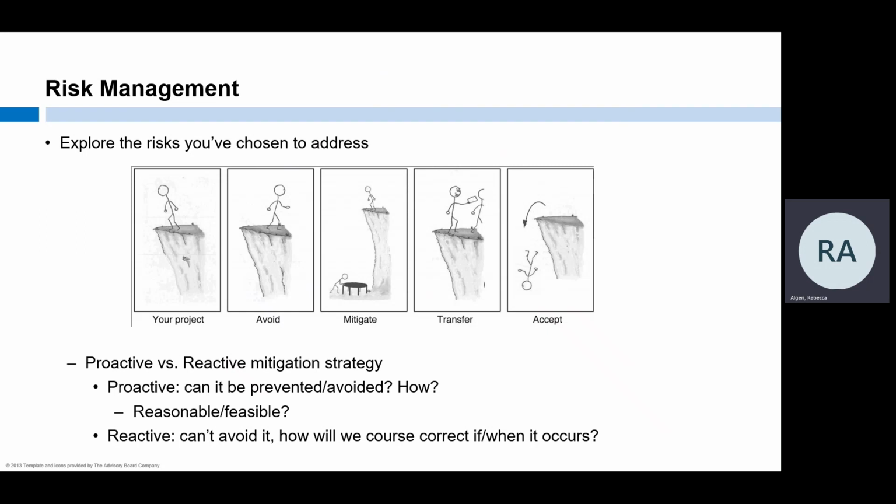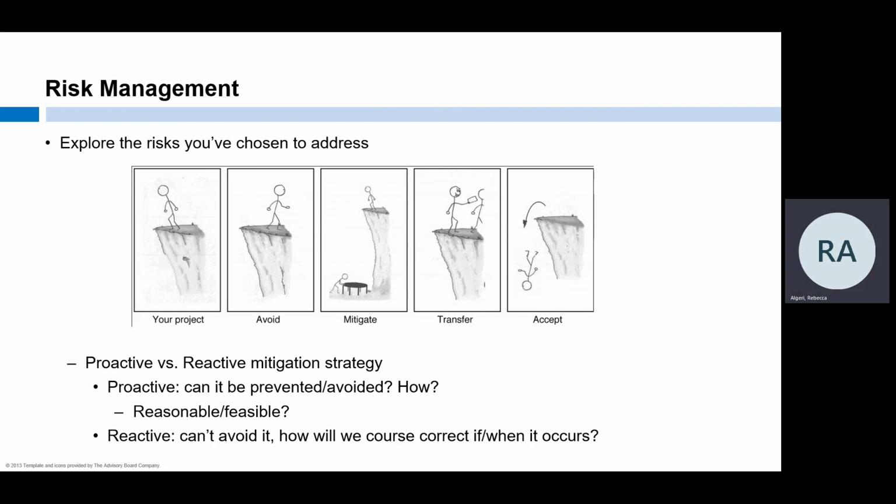When developing our risk management plan, we need to consider each risk and whether a proactive or reactive approach is the best fit. Can the risk be prevented or avoided? How would we do that? Is that plan reasonable and feasible? Then a proactive approach to managing the risk may be the best fit.